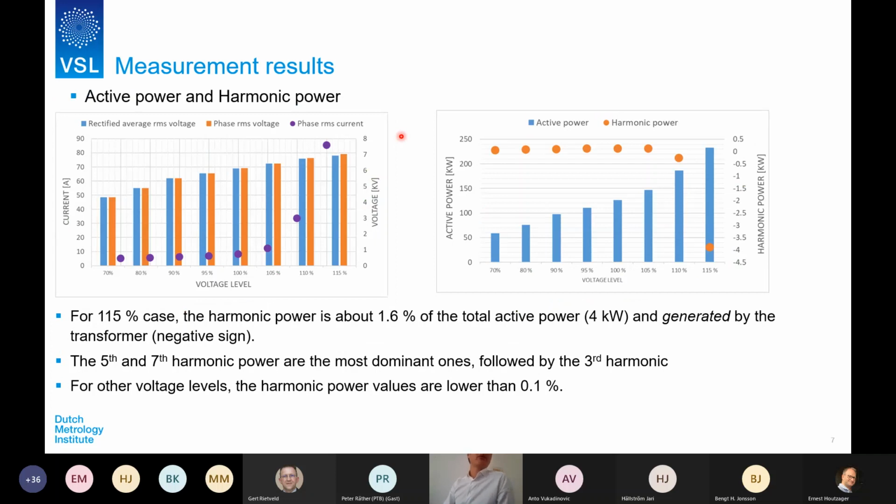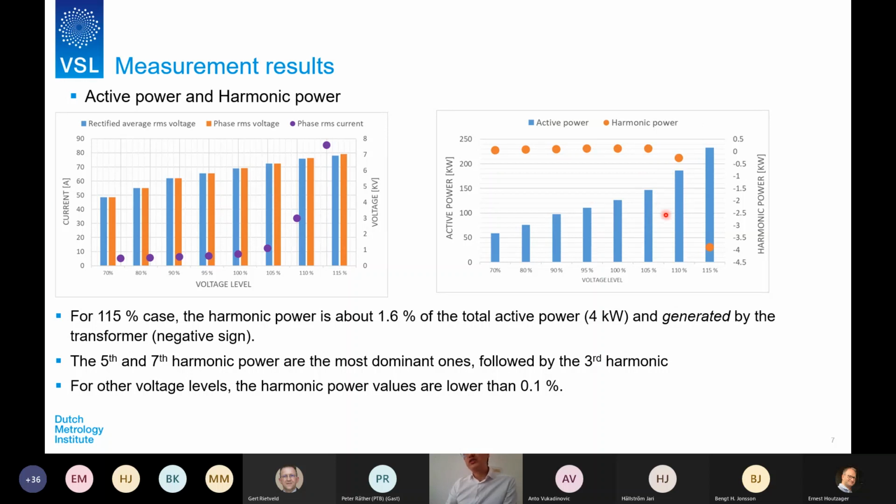Next topic is about the active power and harmonic power. On the left side of the slide, in the first picture, I showed the average RMS voltage and the true RMS voltage, which, you remember, in the beginning we use to calculate the K and D. And then in the second picture, the active power and harmonic power are calculated.